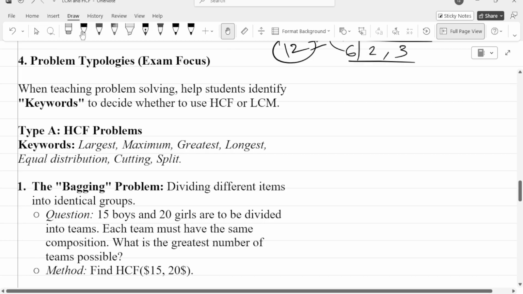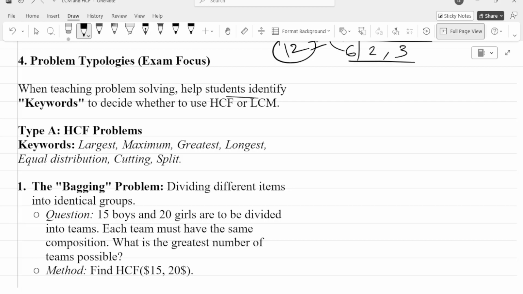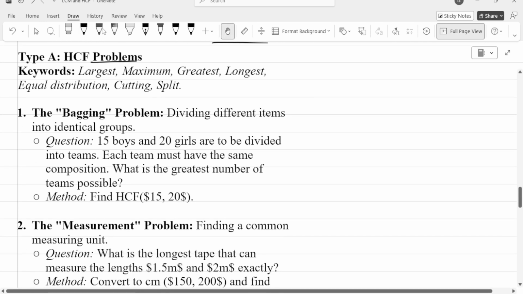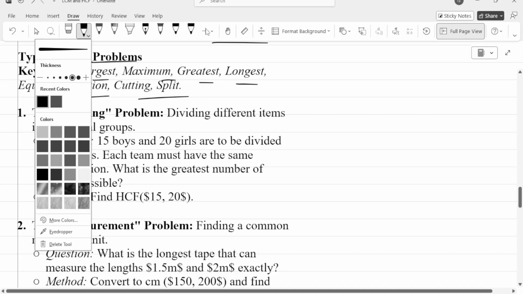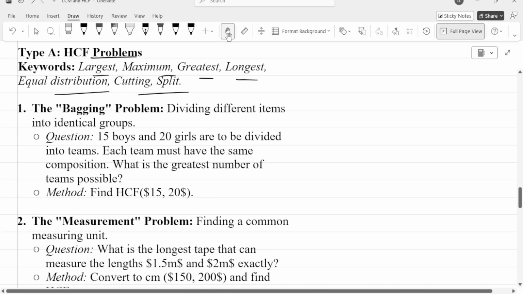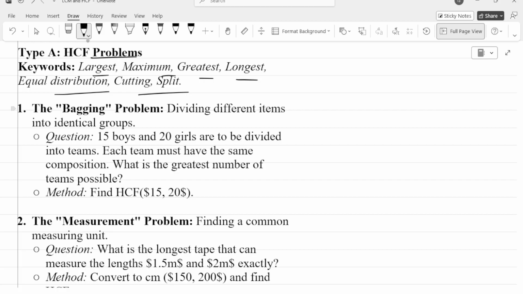Okay, now exam oriented questions. When teaching problem solving, help students identify keywords to identify LCM and HCF problems. When we start an HCF problem, these numbers are mostly in exams. The keywords are: largest, maximum, greatest, longest, equal distribution, cutting speed. If these types of words are given, you can understand that we find the HCF.